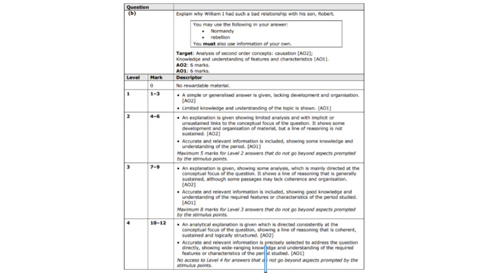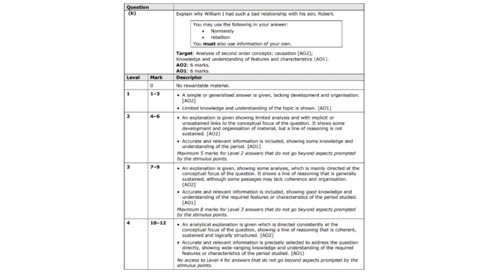Again, the information is precisely selected to address the question. It's carefully selected evidence. It goes that extra mile to really prove. You don't just put William, you don't just put Robert, you put extra stuff in there as well that makes it so relevant.